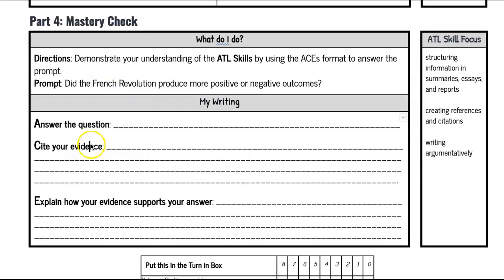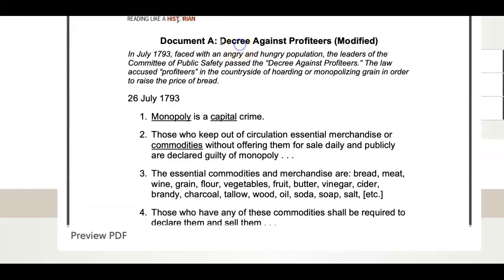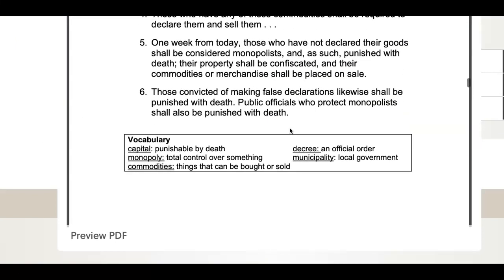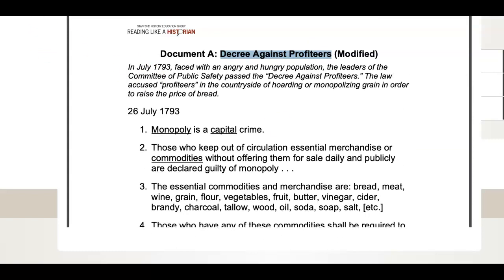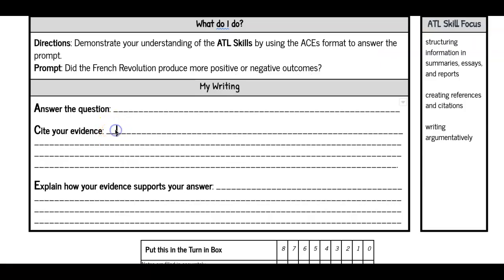So the evidence that we used here was, of course, the document, the decree against profiteers. You annotated this along with the lesson, and you also did your OPCVL chart on it as well. You'll use that evidence to support your answer. So pause the video, decide which transition phrase or words you're going to start with. You'll cite your reference right here. Pause and do that now.